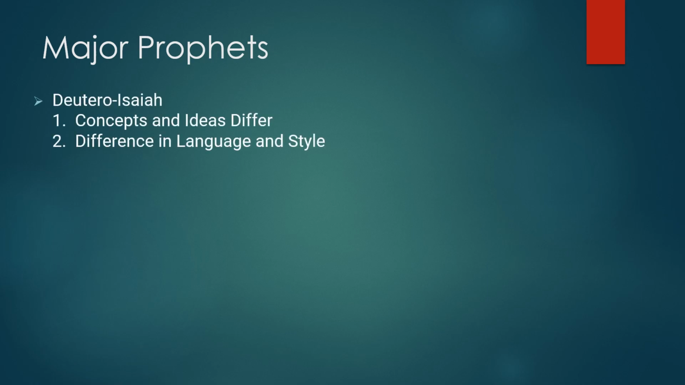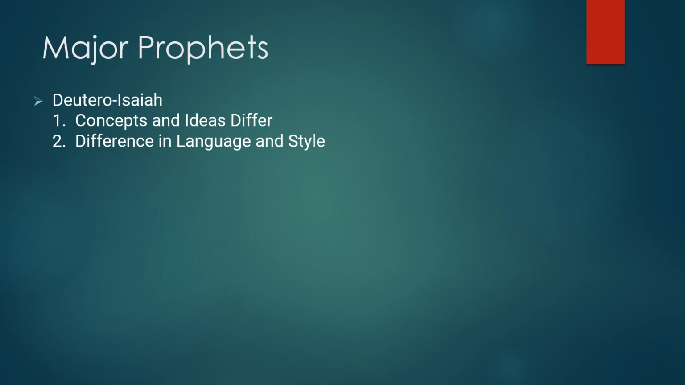We were talking about the arguments for so-called Deutero-Isaiah, or second Isaiah. The first was that concepts and ideas differ. This is hardly a convincing argument. The second argument is differences in language and style between the so-called two sections. I think that's a more important argument.